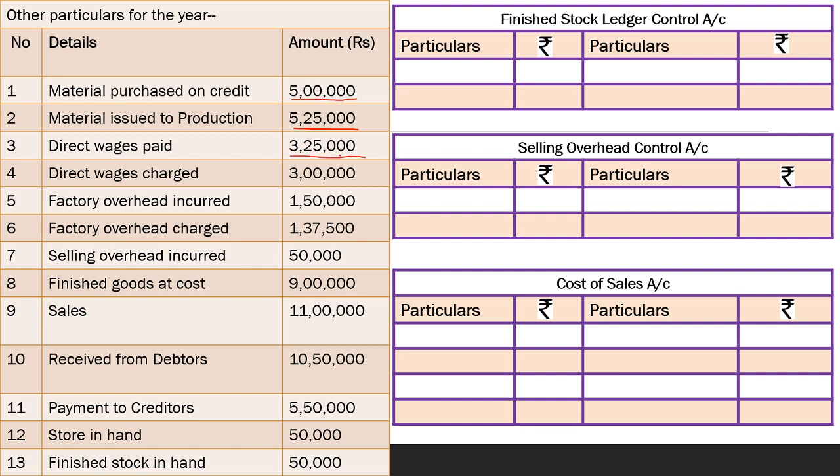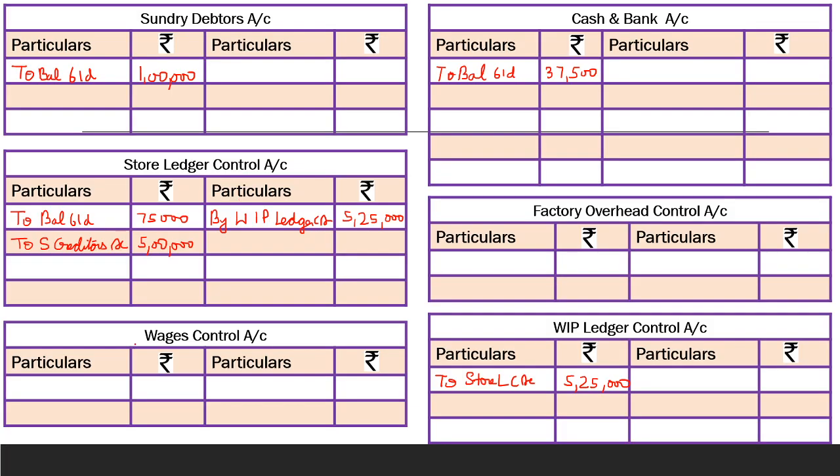Now we pay wages to the workers and employees amounting to 3,25,000, and we charge direct wages amounting to 3 lakh rupees. When we charge direct wages, they are charged from the production department, which is also known as the WIP ledger control account. So first we do the ledger posting of payment of wages.